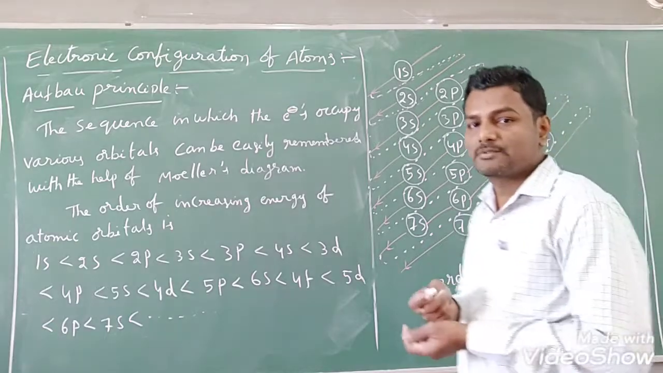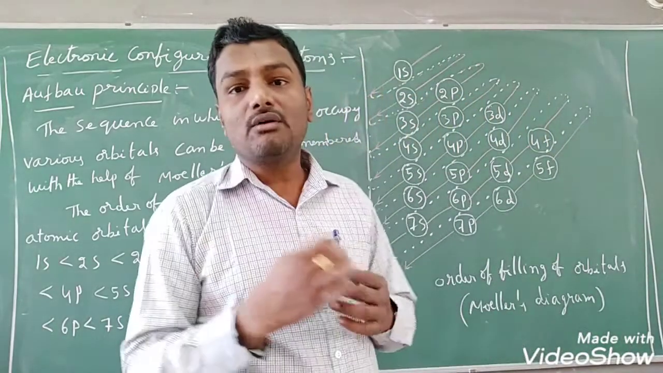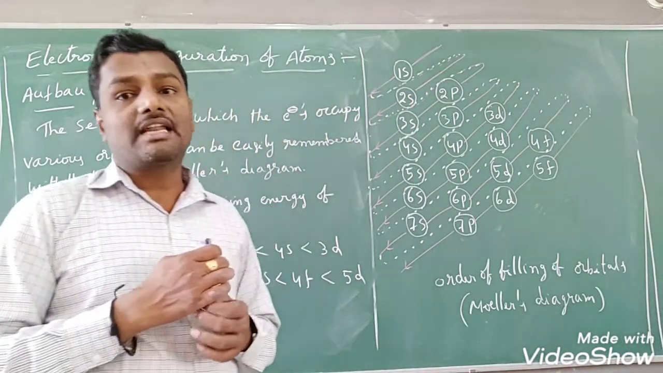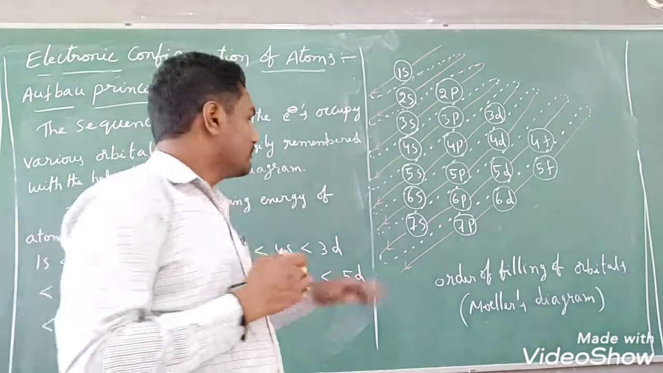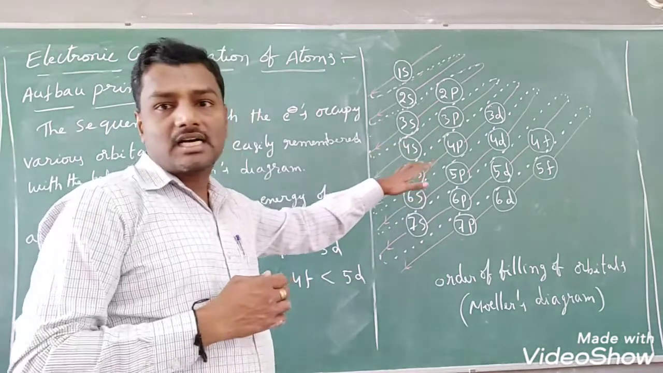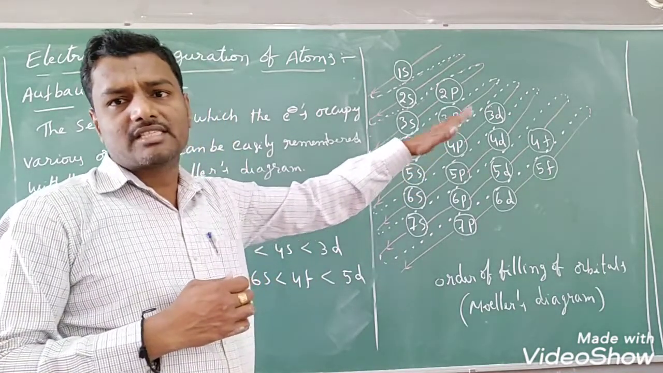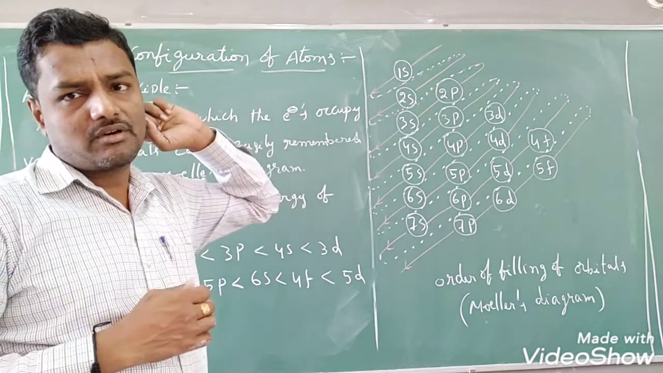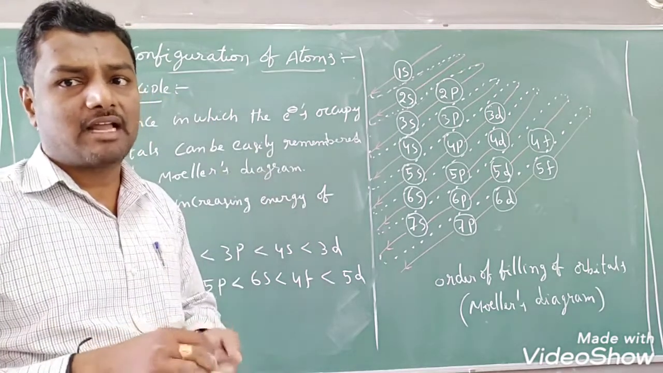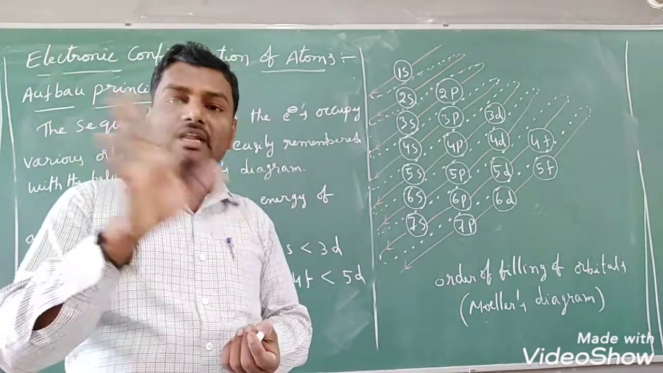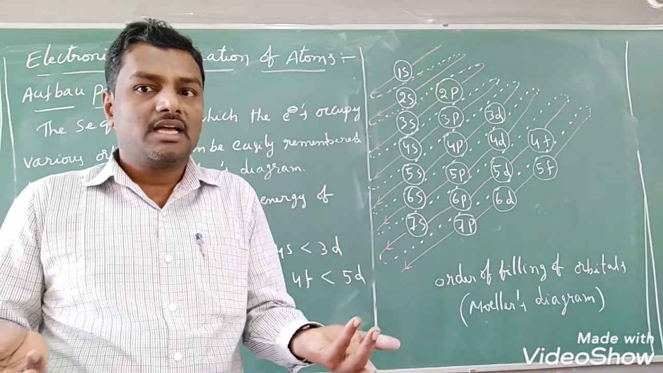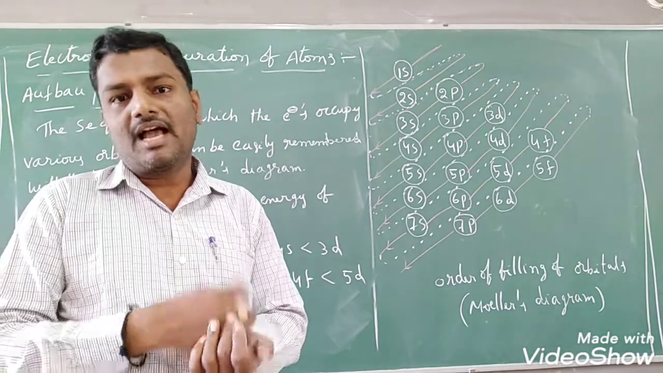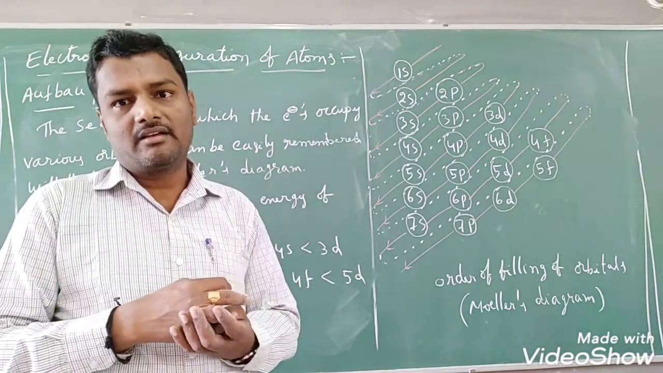So like this we can observe easily, without even the knowledge of n plus l value, and identify the increasing energies of various atomic orbitals. Or else you can apply the n plus l value. If they ask for a comparison between any two orbitals, you can easily use the n plus l value. I have given you clarity there.